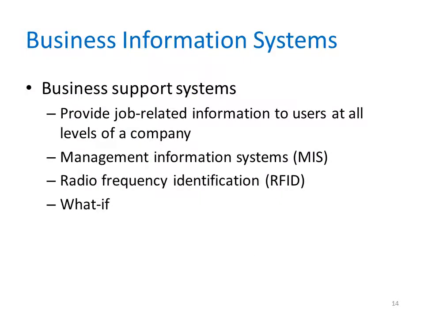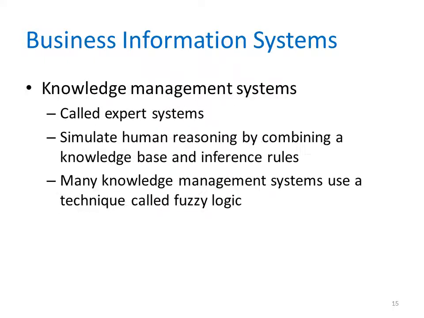Business support systems provide job-related information to users at all levels of the company. An example would be a management information system. This type of system is used primarily by middle management and consists mostly of pre-formatted recurring reports as opposed to anything that would be like an ad hoc report. Another type of useful business information system would be an RFID system. You've seen these. They are used for inventory control and management and a host of other applications.